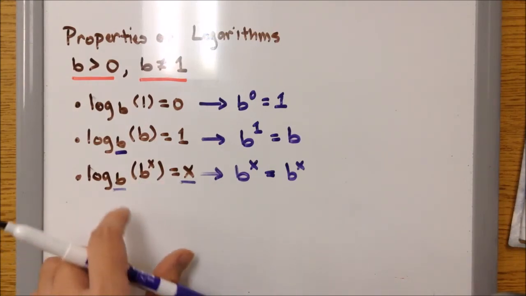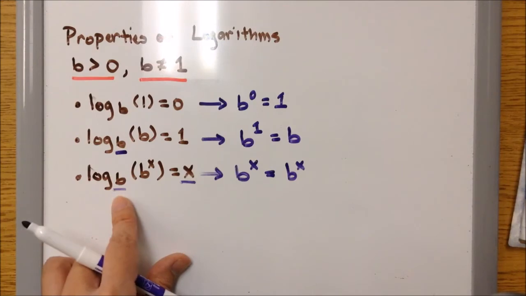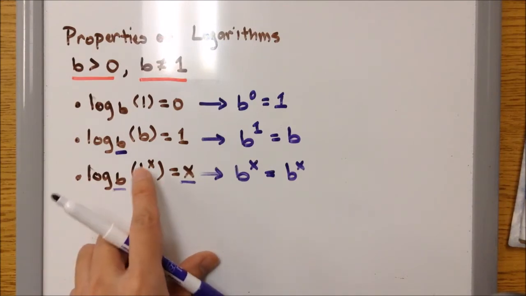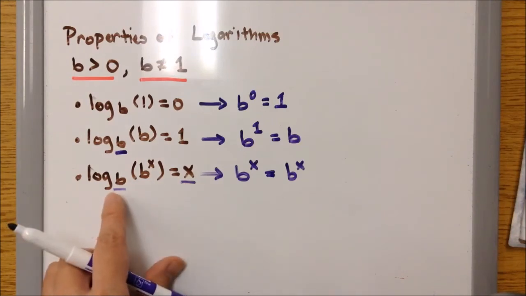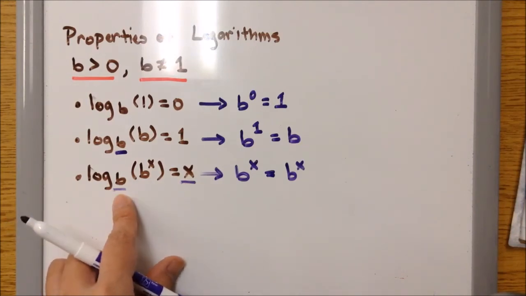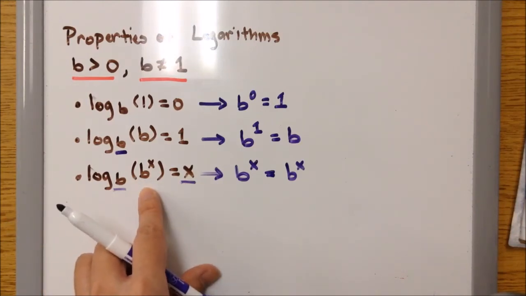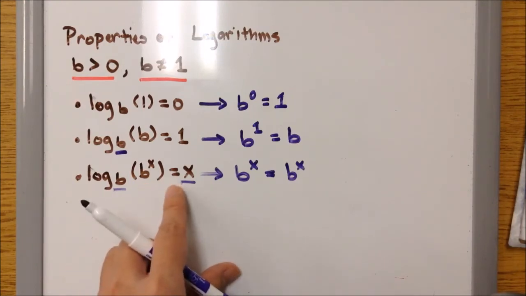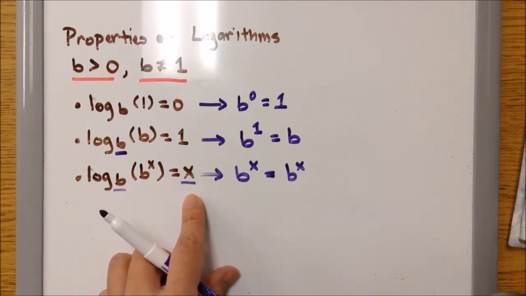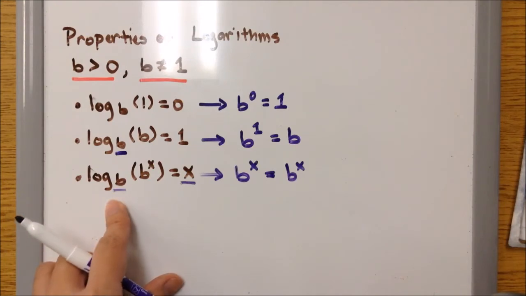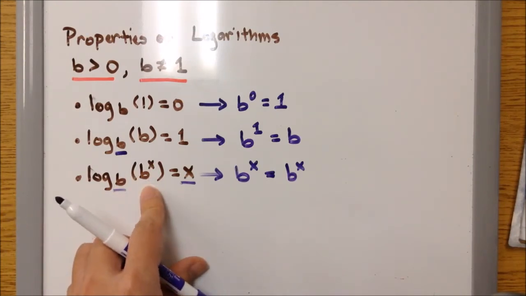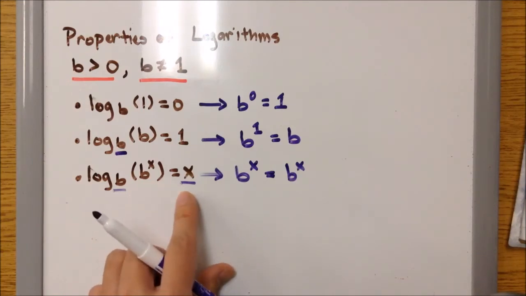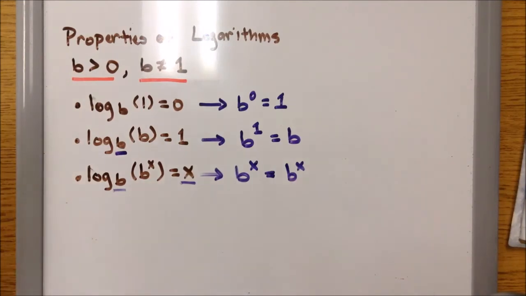So if it was log base 5 of 5 to the third power, then simply it's going to equal just 3. If it was log base 6 of 6 to the second power, then it would just equal 2. And one more, like log base 7 of 7 to the fourth power, then it would simply equal 4. So these are the basic properties of logarithms.